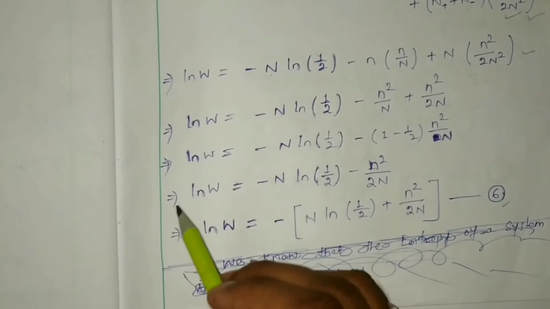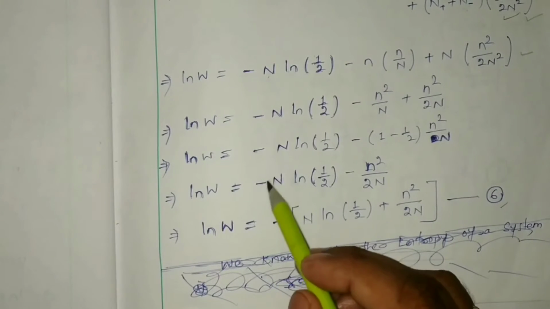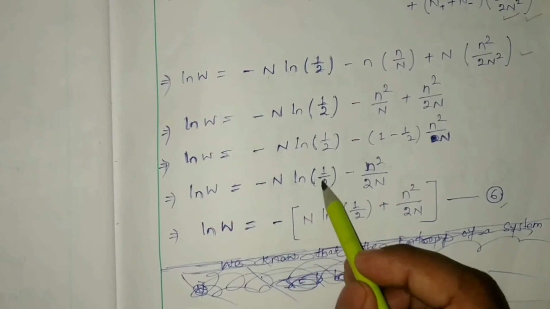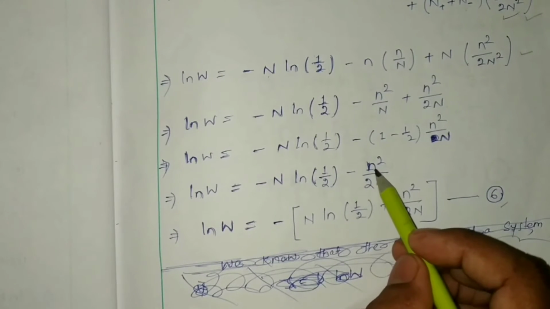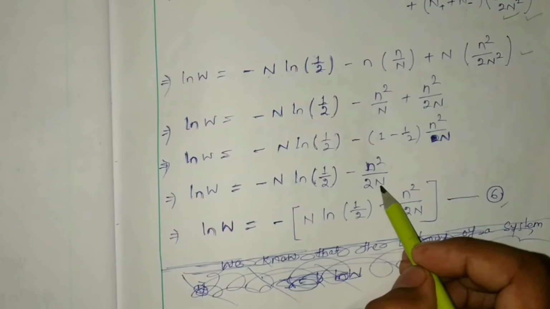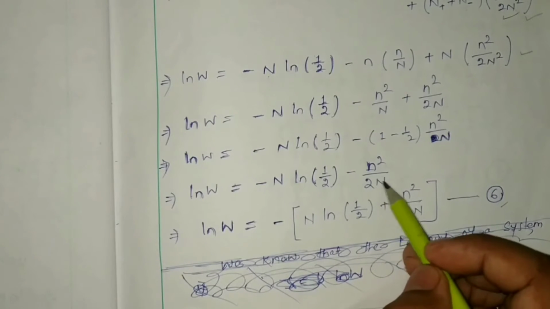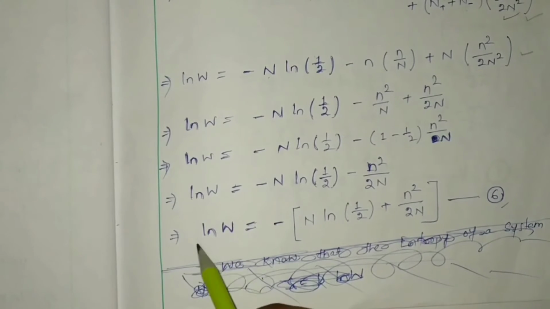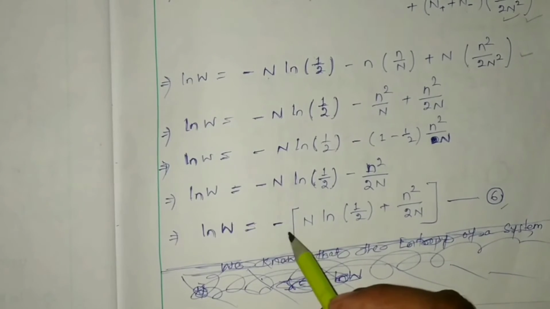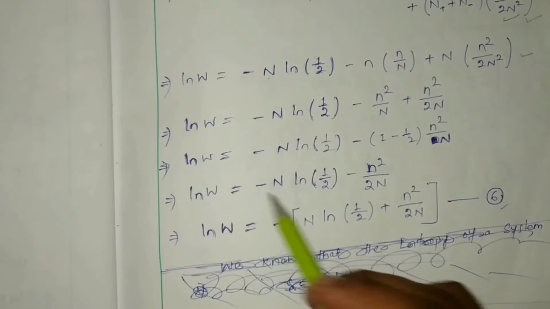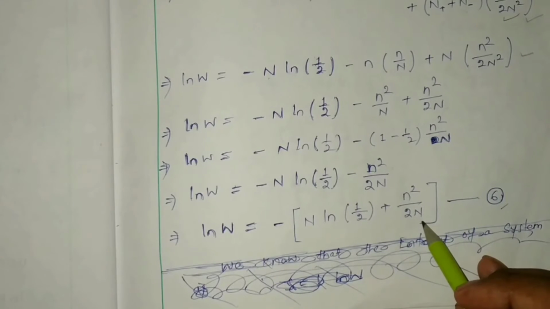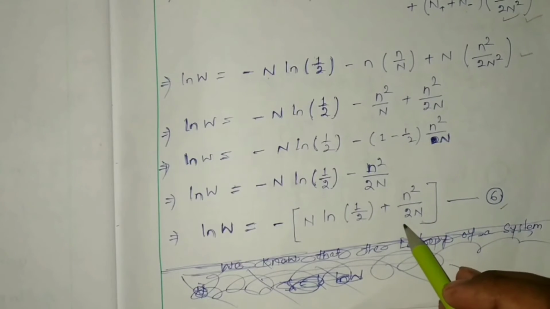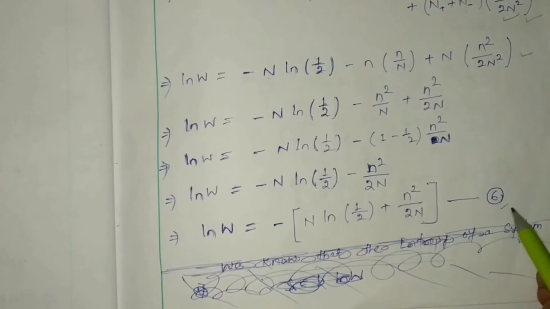Very simple. So that implies ln W will be equal to minus capital N ln 1 by 2. Here 1 minus 1 by 2 is nothing but 1 by 2. So 1 by 2 n square by N, or n square by 2 capital N. So that implies ln W we get equal to minus, taking common minus, it will be N ln 1 by 2 plus small n square by 2 into capital N. Let this be your equation number 6.